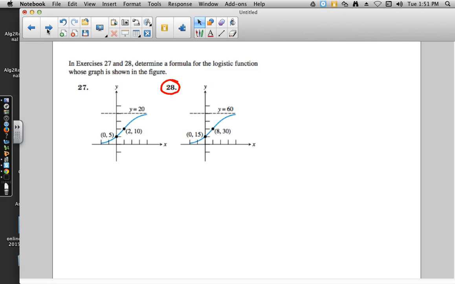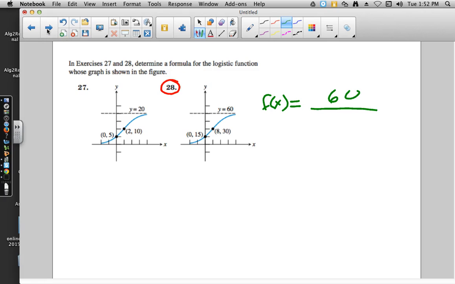Number 28, this is a logistic function, and we actually just went through all of this in class today, so you probably don't need me anymore, but I'm going to go through it anyway. And we think about our logistic model, which has our upper limit on the top, and that pretty obviously in number 28 is 60. We see that they labeled that asymptote really nicely for us there. And then we'd have 1 plus a times b to the x. So what we have to do here is use the information that we have, and here's the first important piece of information: if you put a 0 in, you're going to get 15.